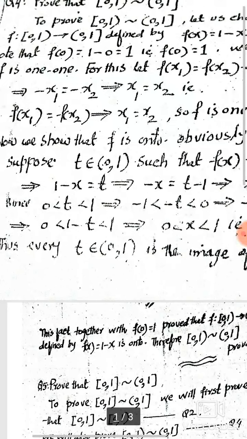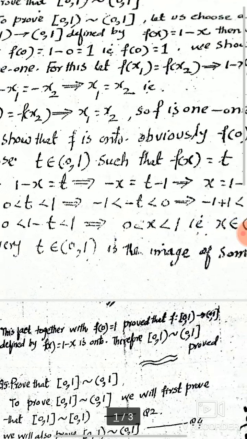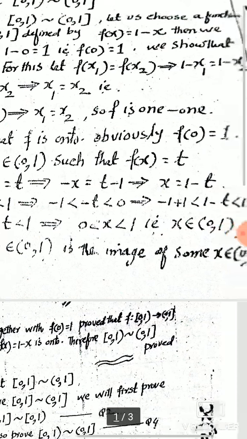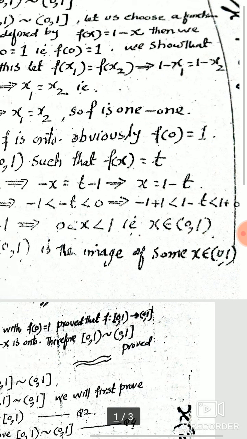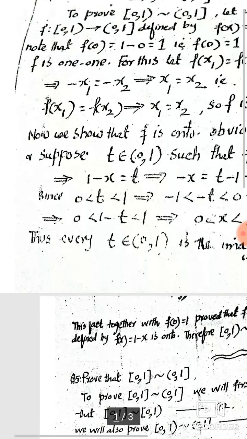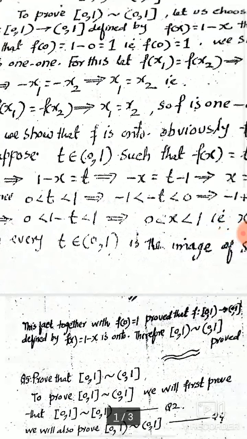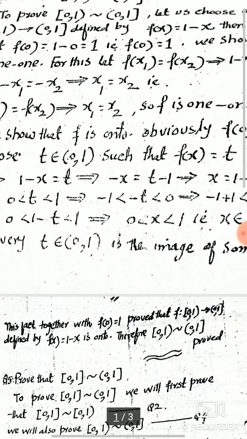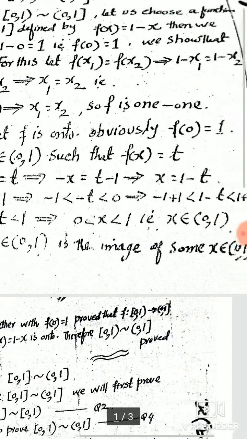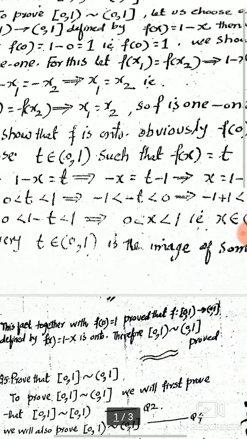Now t is greater than 0 and less than 1. Multiply with minus, so -t will be greater than -1 and less than 0. This implies that, adding 1, -1 + 1 is less than 1 - t is less than 1 + 0. -1 + 1 will cancel out. It will become 0. 0 is less than 1 - t and 1 - t is less than 1. We take 1 - t = x, that is, x is greater than 0 and less than 1, that is, x belongs to the open interval (0,1).